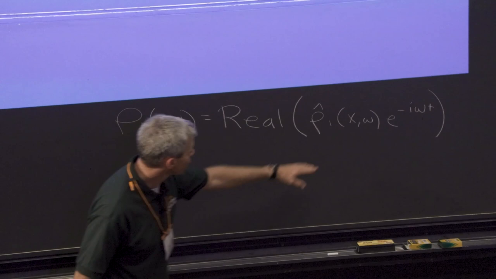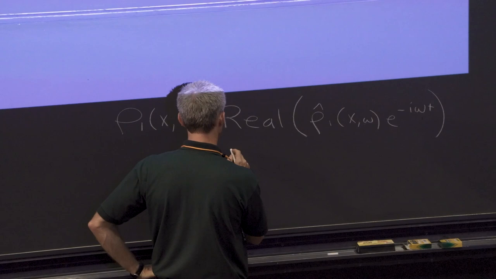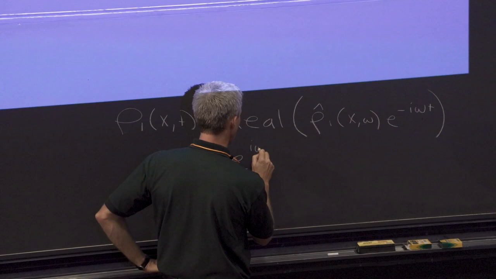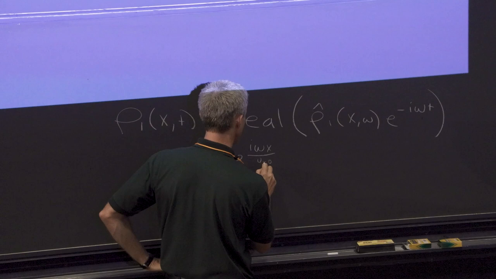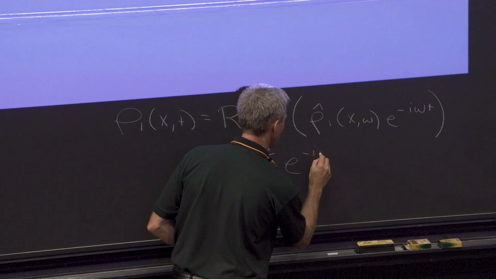And now notice that for all these solution forms here, I'm not going to write real now, but just assume that real is there. Remember that one of the solution forms on the right was e to the i omega x over ux naught. I'm going to need to write this bigger, aren't I? Okay. Next time I write, I'll write bigger. Times e to the minus i omega t.